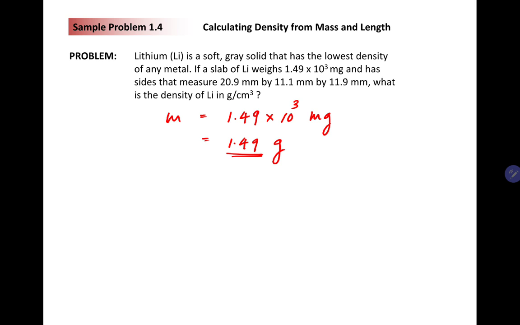How did I do that? I used the relationship between milli and the base unit. Milli is 10 to the power minus 3. So what you need here is to get rid of milli, so the conversion factor should have milli at the bottom and 10 to the power minus 3 at the top. Use this conversion factor and you will get the answer.